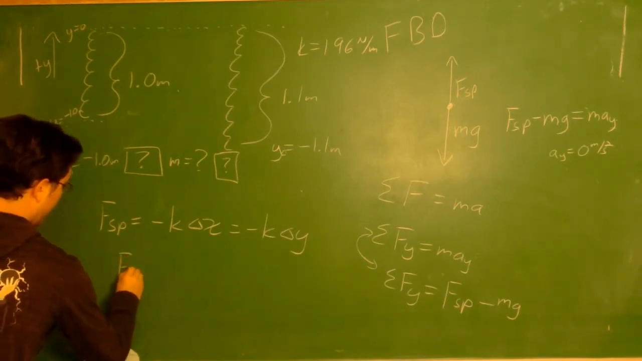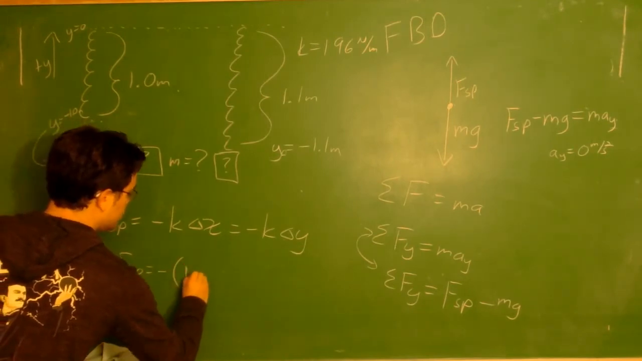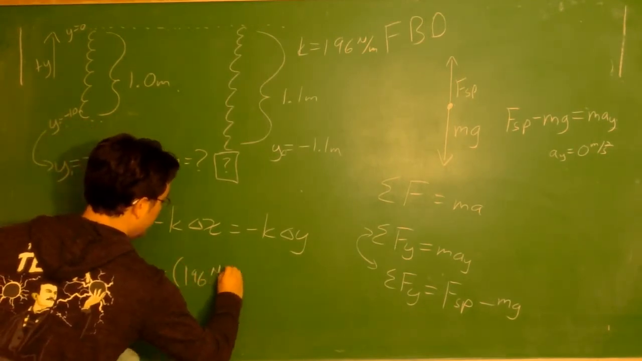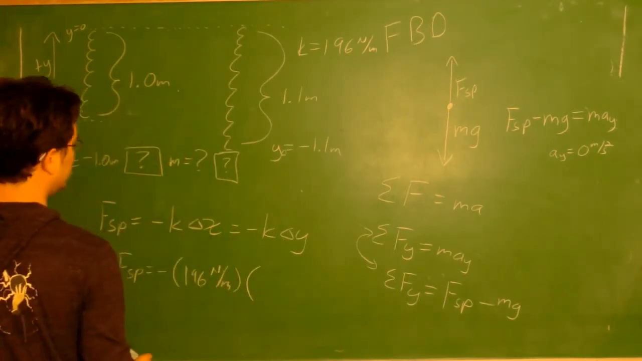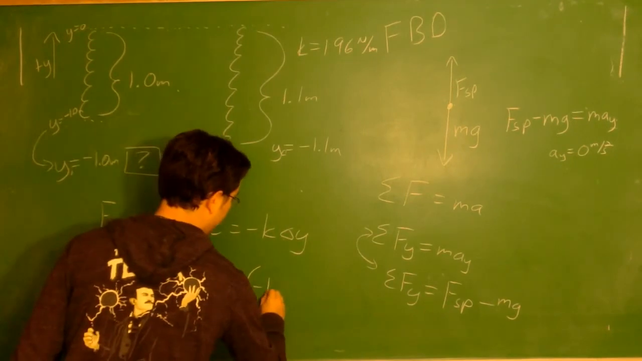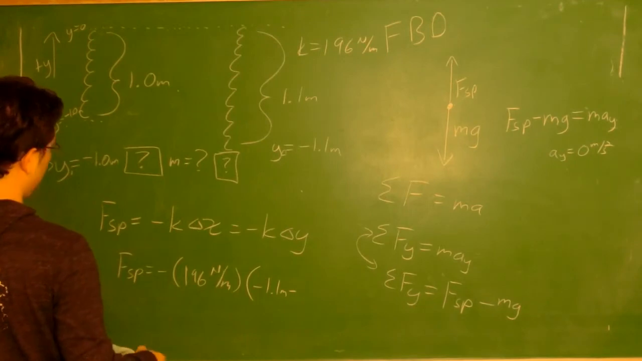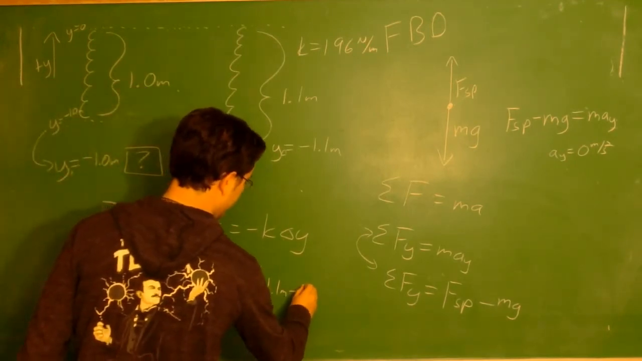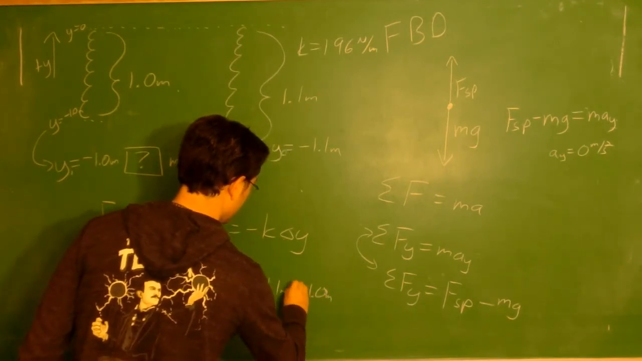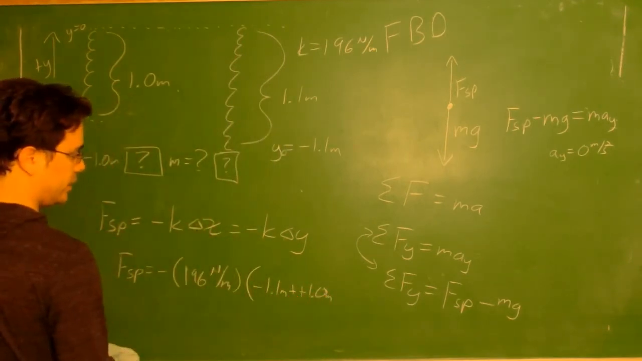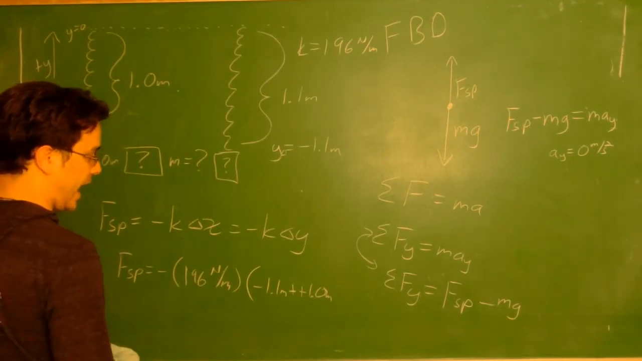So if I plug that in, I have my force of the spring equals negative my spring constant, which is 196 newtons per meter, times delta y, which is my final, negative 1.1 meters, minus a negative 1.0 meters. Well, the negative multiplies on the negative and they cancel each other out, so subtracting a negative is the same thing as adding that value.